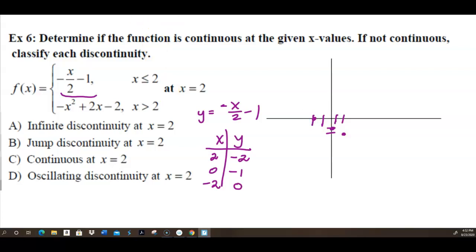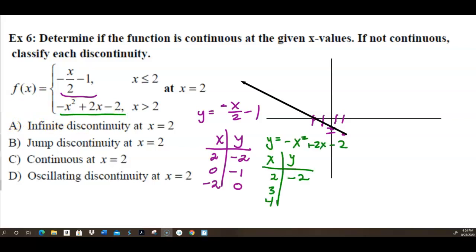And I believe I can trace this with a line. Let's try it. So this is going to be that piece of the graph. Now looking at the quadratic piece, so maybe I'll use green. And now we're going to graph this part of the graph.